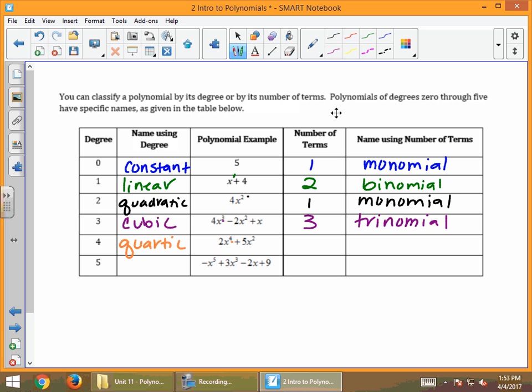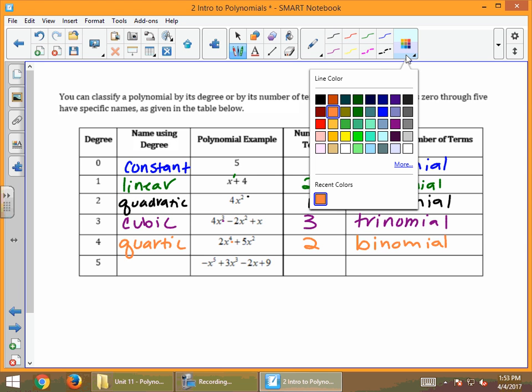Okay. How many terms are there? 2, so we call this a binomial. We have to remember all these. Just more like the degrees. So constant, linear, quadratic, cubic, quartic. Those are more what you have to remember.